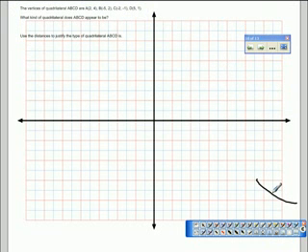A is at 2, 4. 1, 2, 2. There's A. B is at negative 5, 2. Negative 5, 1, 2. There's B. C is at negative 2, negative 1. Negative 2, negative 1. There's C. And D is at 5, 1. 2, 4, 5. There's D.